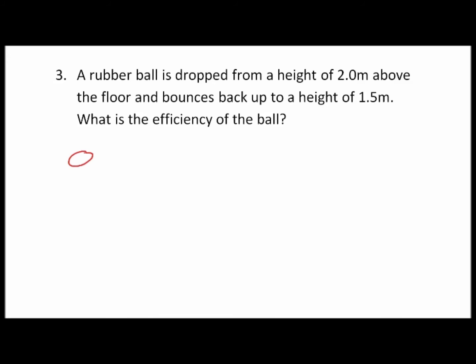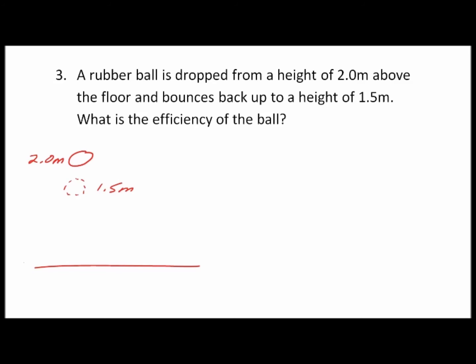Here we have a ball. It's at a height of 2.0 meters above the floor. There's the floor. If we drop this ball, the problem says it bounces back up only to 1.5 meters. And you notice that the distance of 0.5 meters is missing here. Where did it go? Stop and think about what the ball did.